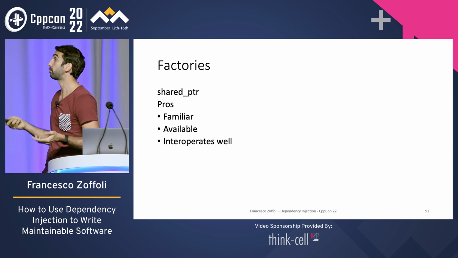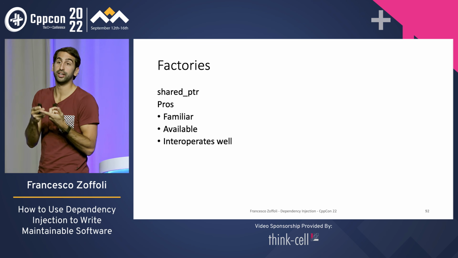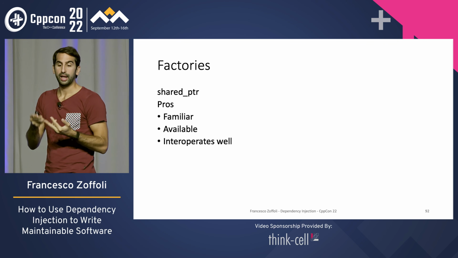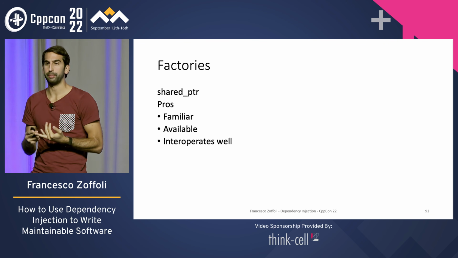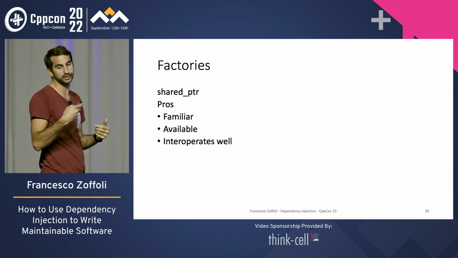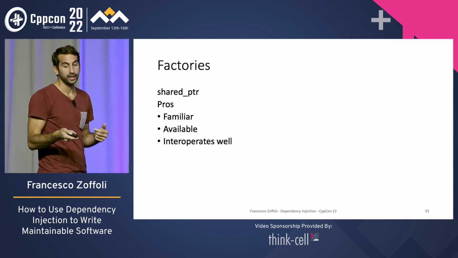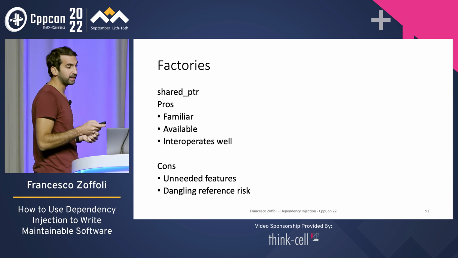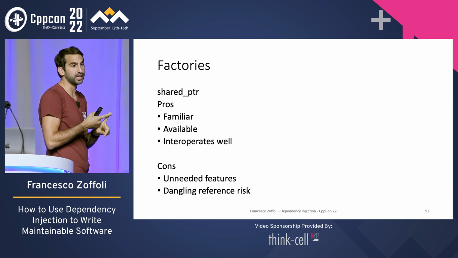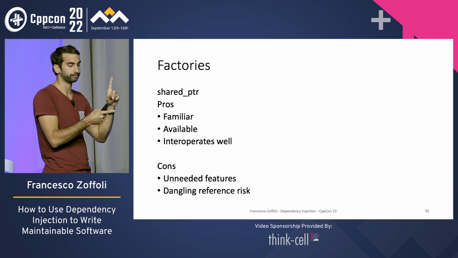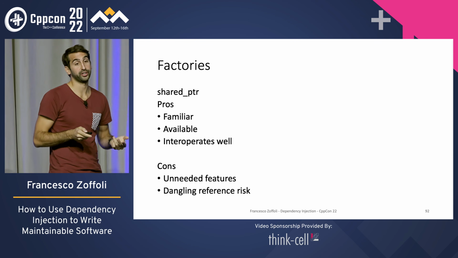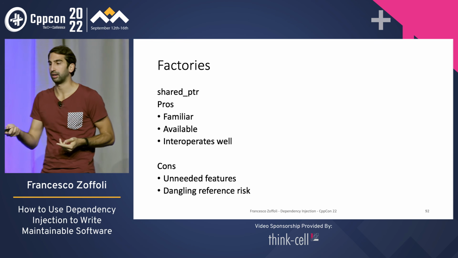The advantage of using the shared pointer is that it's familiar to most programmers in C++. It's available, and it interoperates well, because many libraries are giving you dependencies as shared pointers or expect dependencies as shared pointers. The disadvantage is that it has an unneeded feature. We don't need the shared ownership in this case. We just need the aliasing constructor. And there's also the risk of dangling references. Let me explain why.